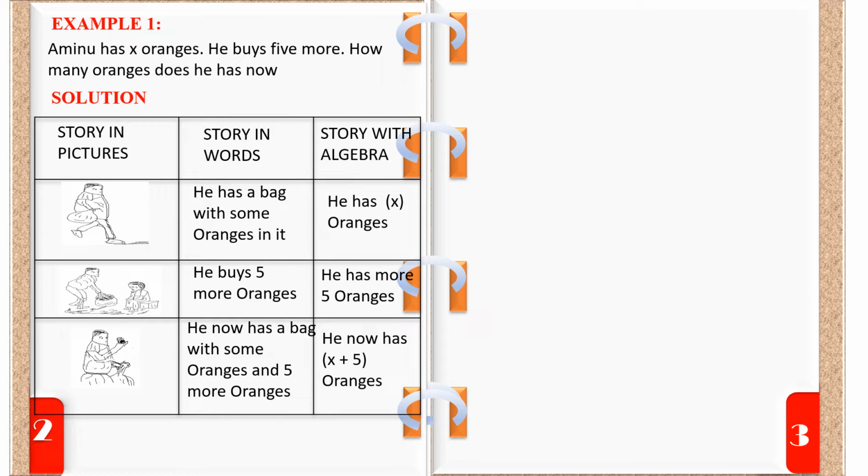Which can now be interpreted as X plus 5, since the number of oranges in the initial bag is X. He has now bought 5 more. So we can now say X plus 5.